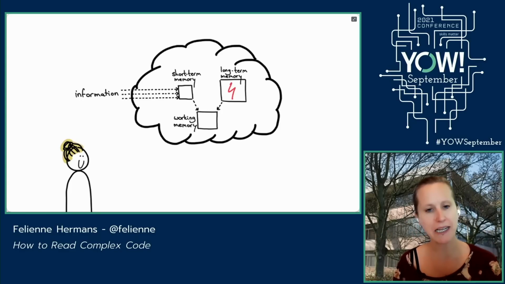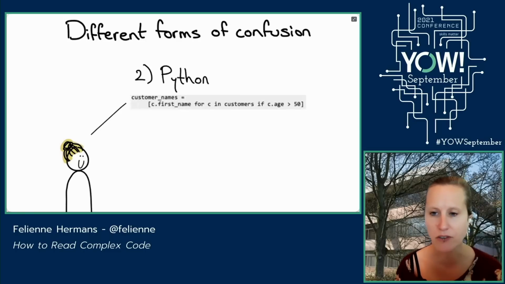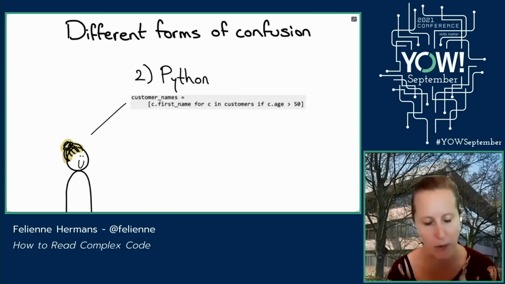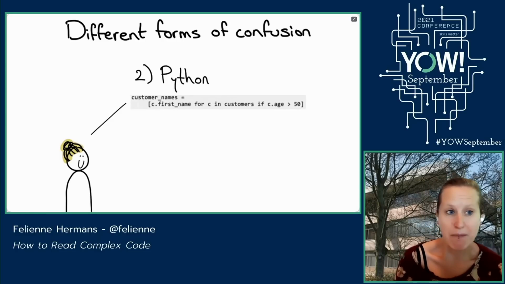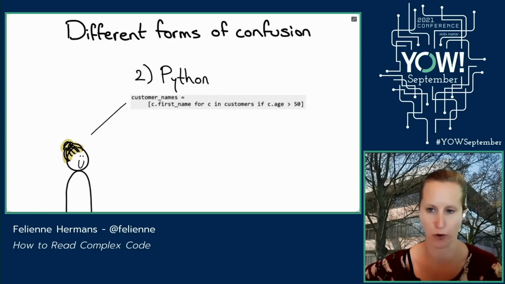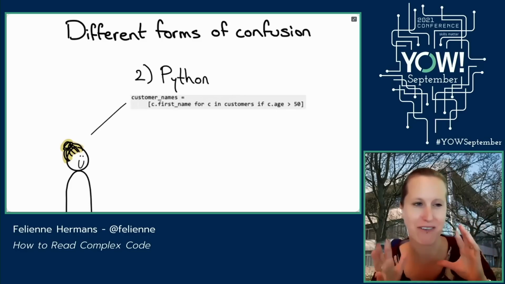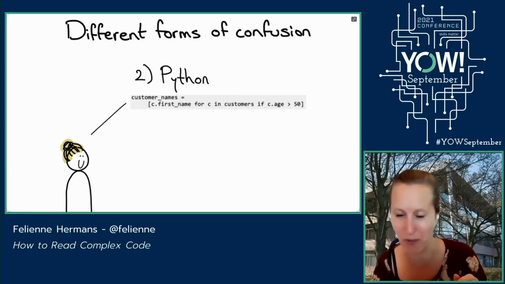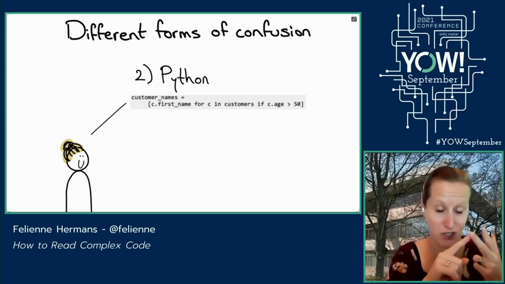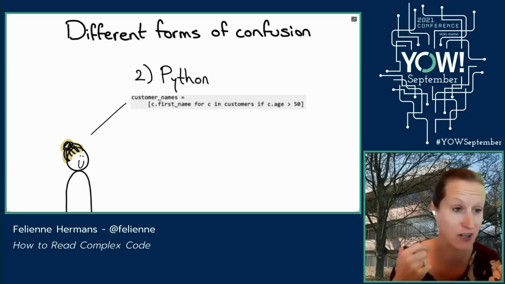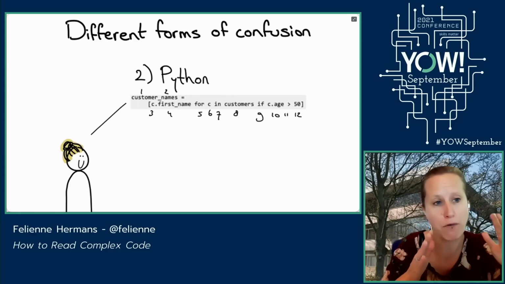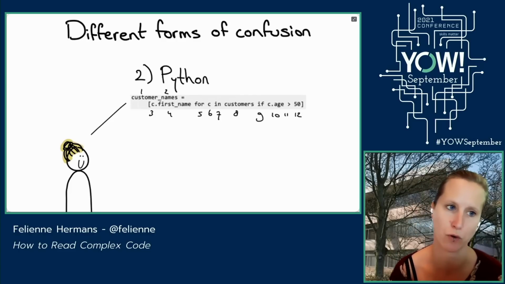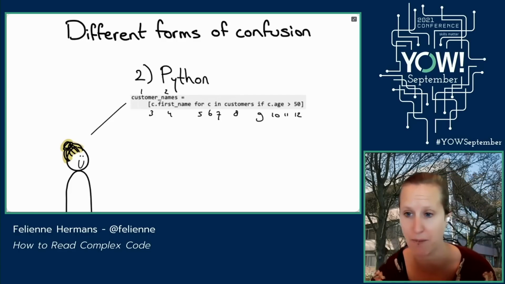Different code can be really confusing in different ways. So here's another example. This is a little bit of Python that I'm guessing most of you are a bit more familiar with than APL. So this can be hard on your short-term memory, right? Remember, 5 to 9 elements. If you have to remember all of this, customer names, C, first name, for C in customers, it's many things. It can overflow the capacity of your short-term memory because there are too many elements to remember.